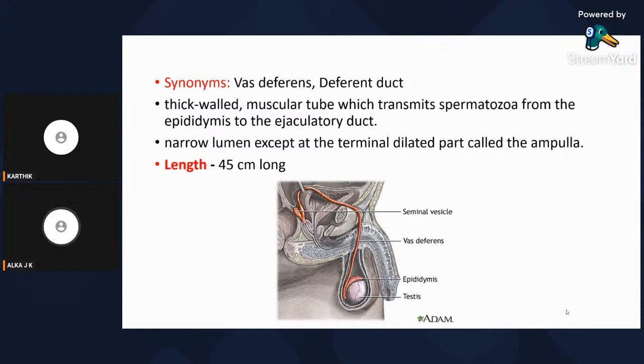It has a narrow lumen except at the terminal dilated part. Generally, most of these structures are there in anatomy. Wherever a dilated part is there, that is known as an ampulla. Just like in the fallopian tube, you have seen the ampulla, as well as in the semicircular canals of the internal ear, there also an ampulla is there. So wherever a dilated part is there, you should remember that is an ampulla. The length of the vas deferens is 45 centimeters, and you should remember that it will come as MCQs.